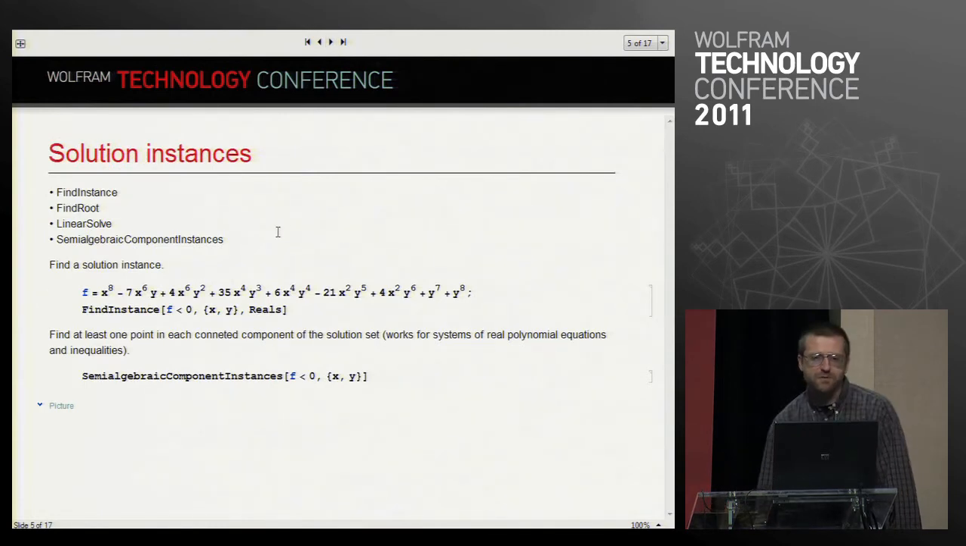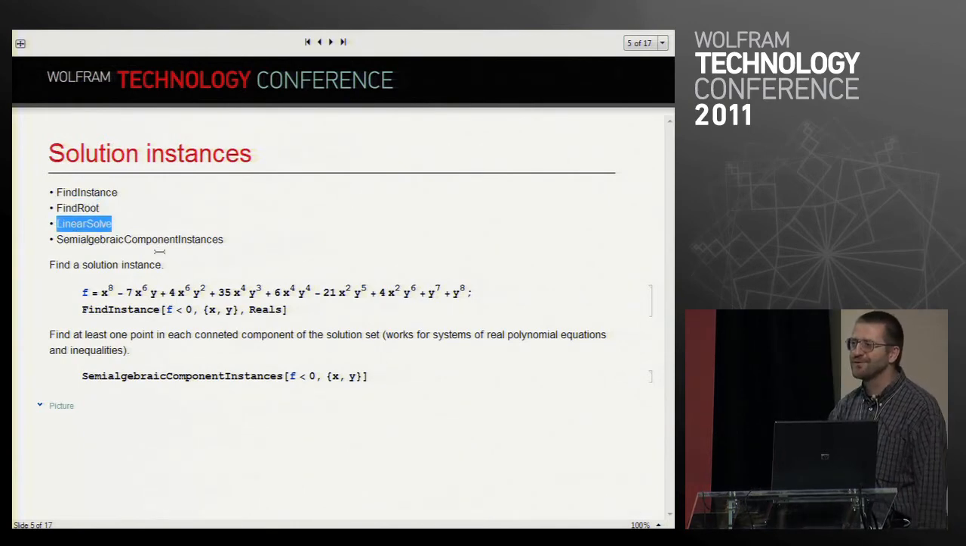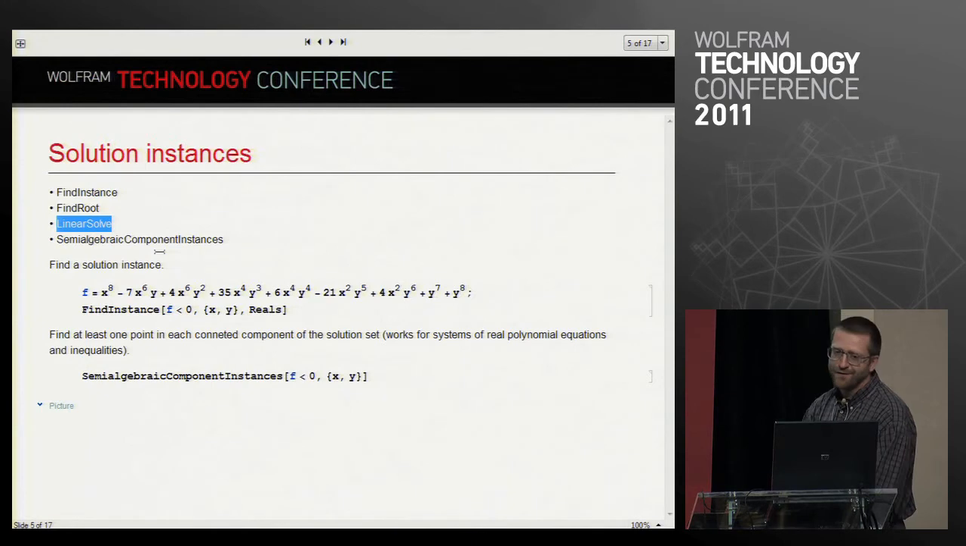Next case, solution instances. Here we have FindInstance, that's the most general function for finding symbolic instances. FindRoot will find numeric instances, numeric approximations. LinearSolve actually is an instance finding function. In the case where the matrix is degenerate, it will just produce one solution. You need to call NullSpace to get the other component of the solution.